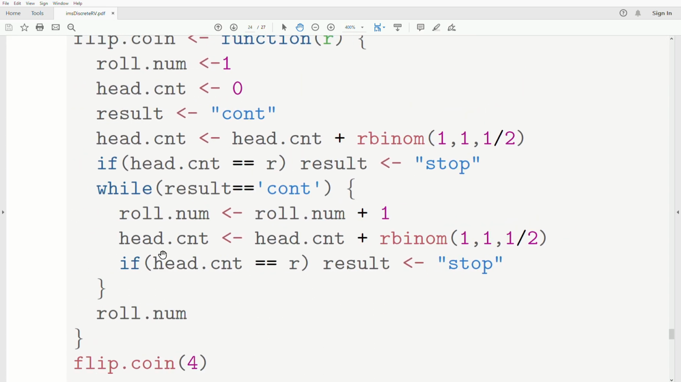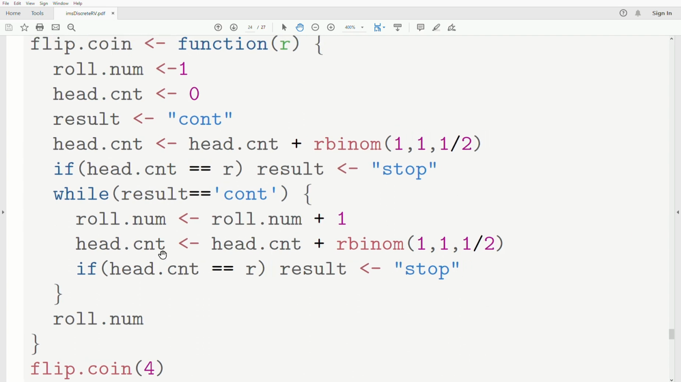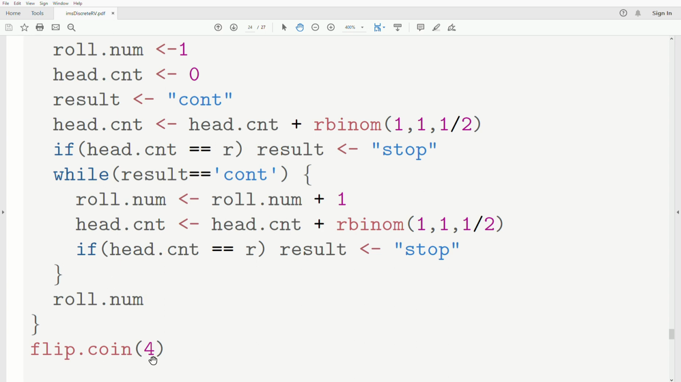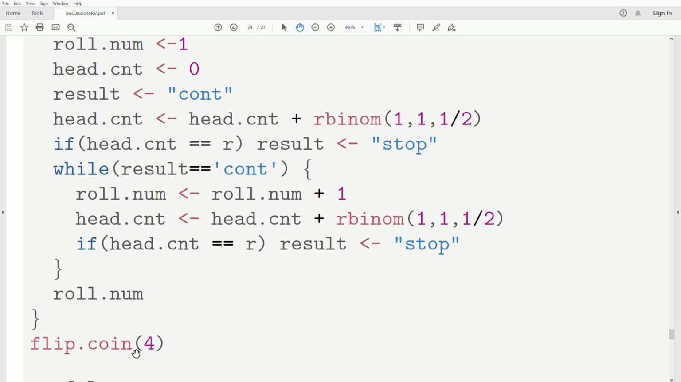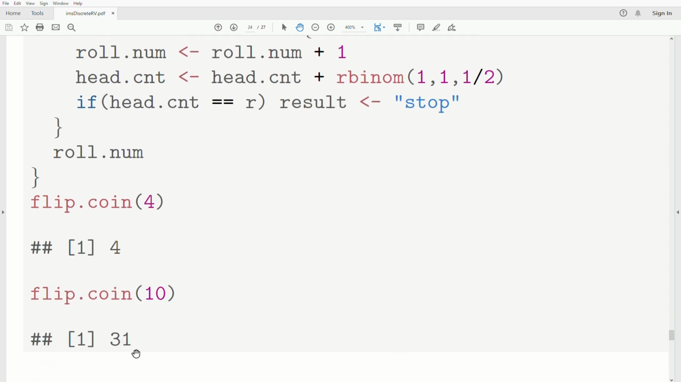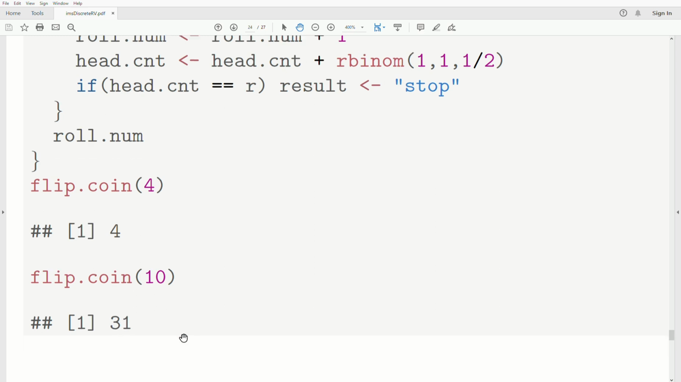So here's the function that we just looked at. And now let's run it. Let's put in 4. So this is going to tell us how many flips it takes to get 4 heads. Oh, and it took 4, which is kind of unusual. We flipped a head 4 times. Now we're going to flip a coin till we see the 10th head. It took us 31 flips.